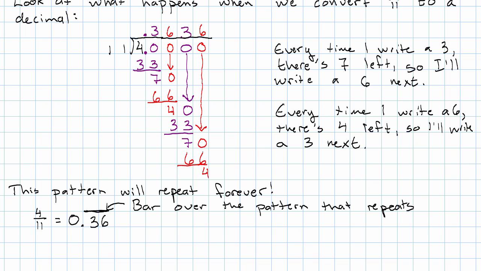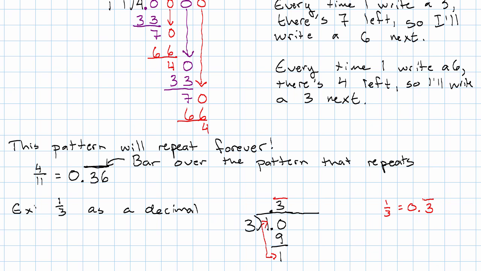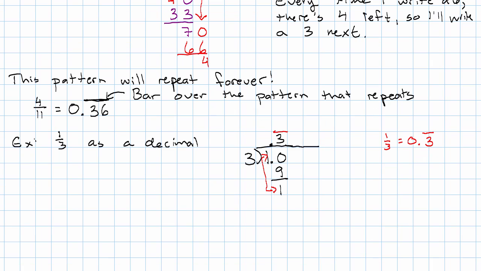Now, the pattern might be in various lengths, and it might not start immediately. So for instance, if I write 1/3 as a decimal, 3 goes into 10 3 times, with 1 left over. When I see the same remainder, I know that I'm done. 1/3 is 0.3, with the 3 repeating forever.